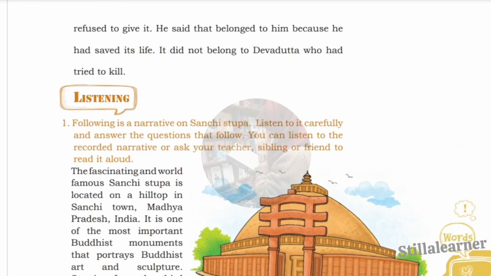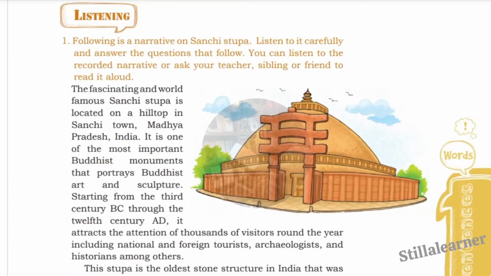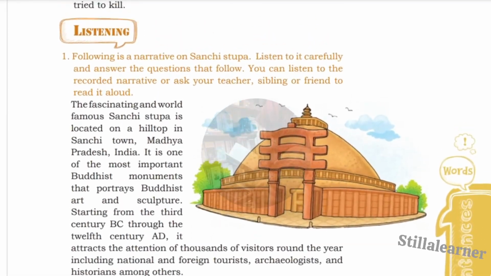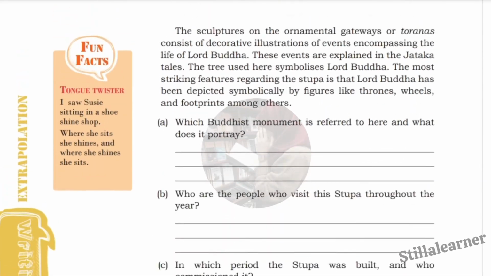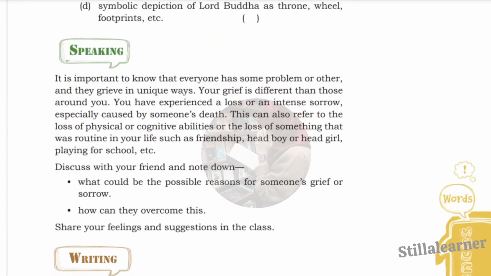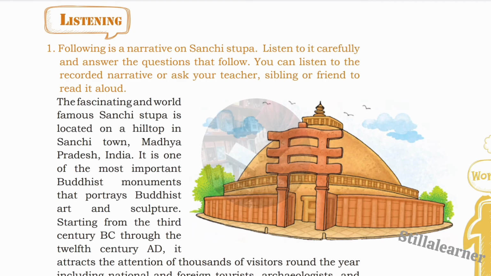Okay, guys, now we'll move to the next one, which is a listening part. Here one passage is given on Sanchi Stupa. Now what you have to do? You have to listen to it carefully and you have to ask your teacher or your sibling or your classmate to read it aloud. While they are reading, you have to listen carefully. After listening to this passage, you have to give the answers for the given questions.